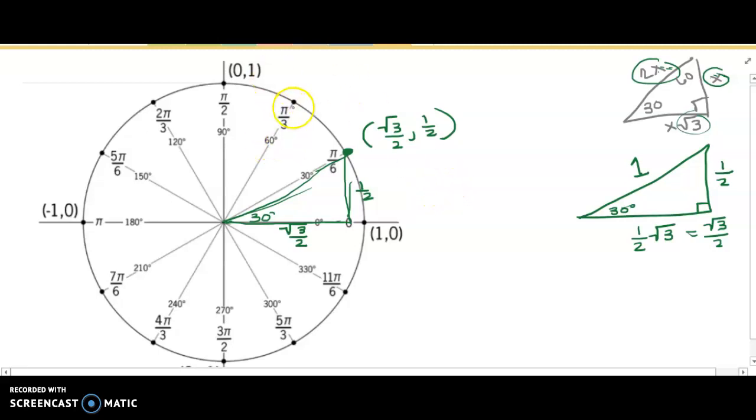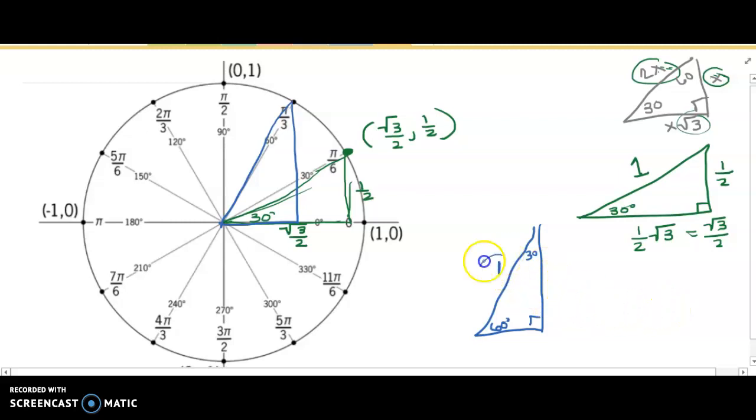Okay, so same thing with 60. Now we're going to look at this triangle here. I'm going to draw it down here, and we're going to have those same ratios, right? This is 60 now. My 30 is up here, and this is 90. My hypotenuse, or the radius of my circle, is still 1.